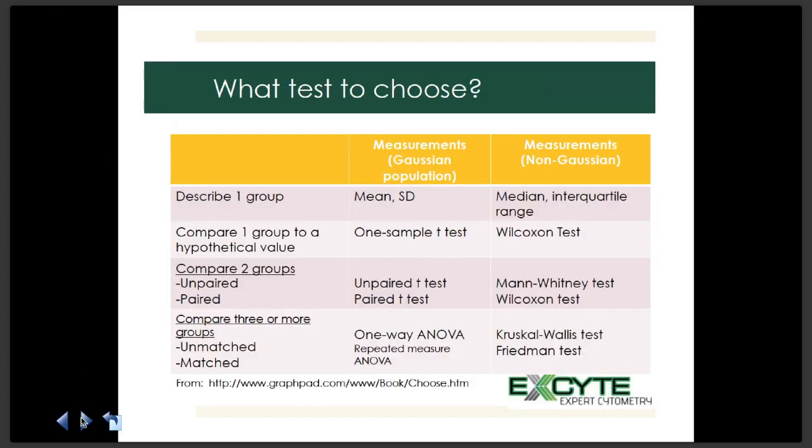If you don't know what test to choose, this is a good chart to work with. I have found myself that most flow experiments break down into some very straightforward questions that usually result in doing some sort of t-test or analysis of variance test. But we're going to choose that based upon what we're trying to describe and how the population is distributed.